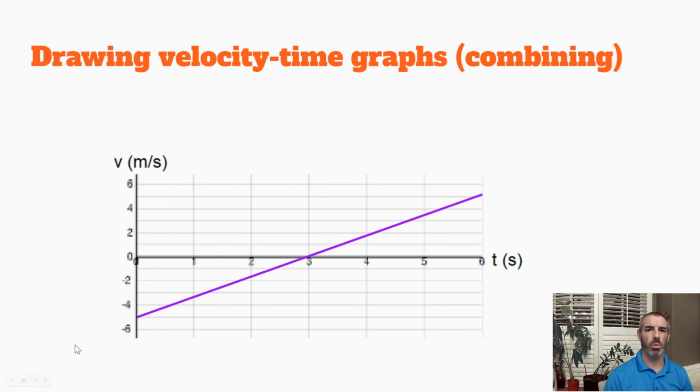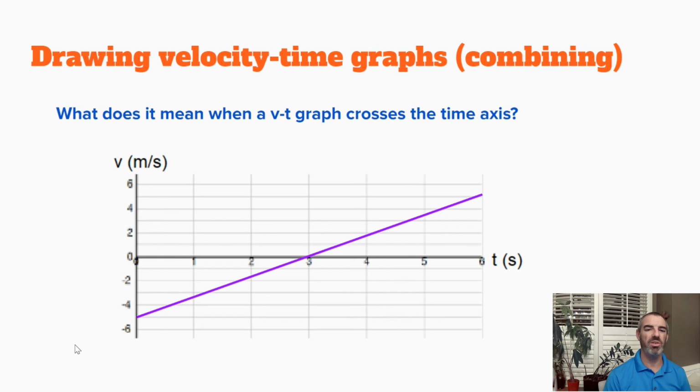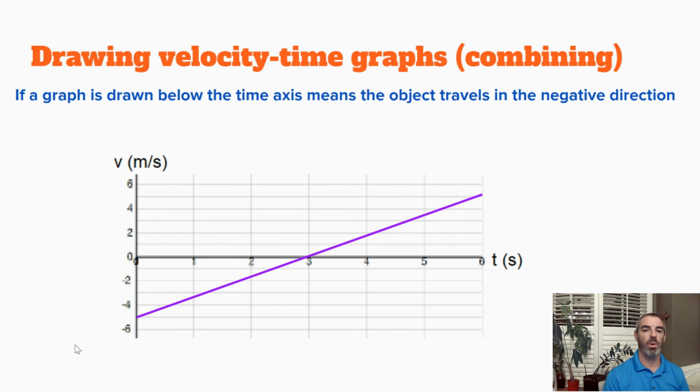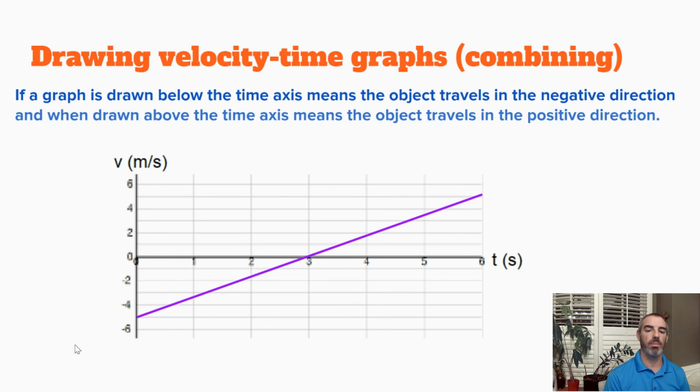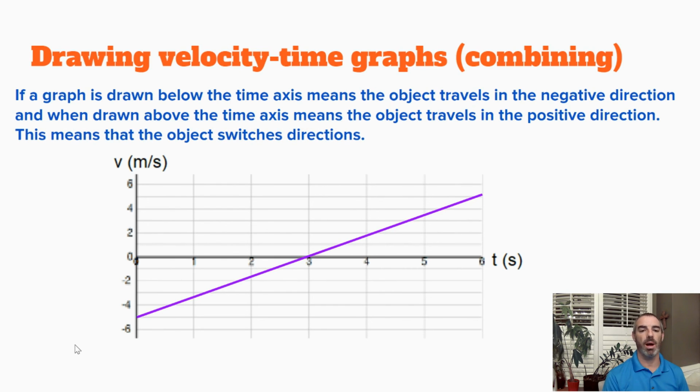All right, so let's look at a situation where the velocity graph crosses the time axis. What does it mean when the VT graph crosses the time axis? Let's break it into pieces. What we know is that when an object is drawn with a velocity time graph below the time axis, that means it's traveling in the negative direction. And when it's drawn above the time axis, that means it's traveling in the positive direction. So what does it mean that's happening at that moment in time? Well, if it was negative before 3 seconds and positive after 3 seconds, that means that the object switches directions. So when it crosses the time axis, that means the object just switched directions.